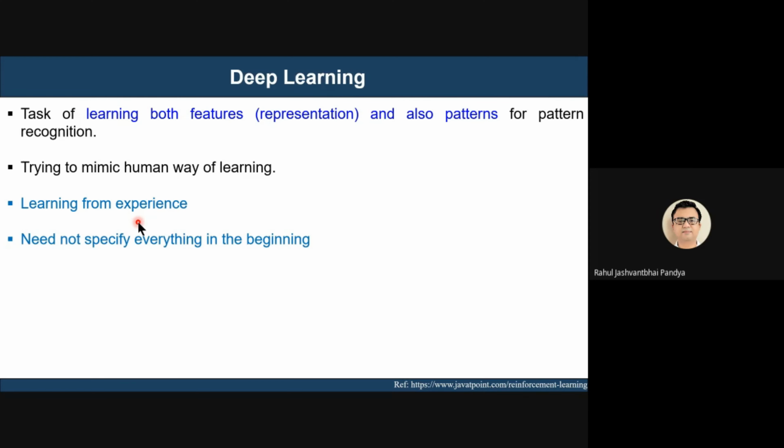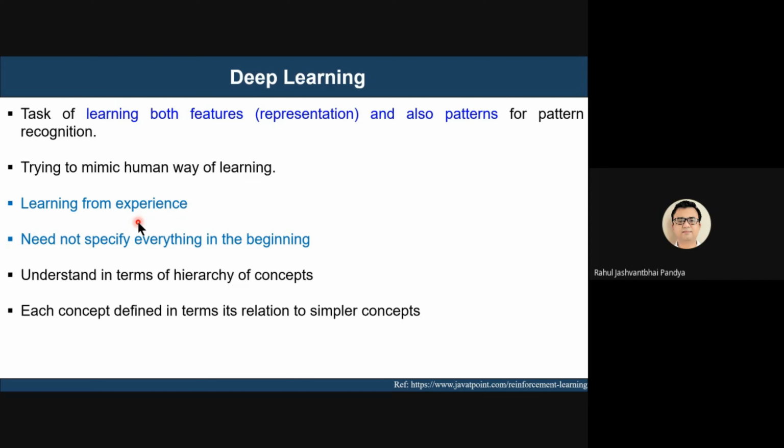We need not specify everything in the beginning here. That's the advantage of deep learning, because if you have to specify everything to the model, once we have the diagrams and other things, it will be cleared. If you have to specify everything in the beginning, then it's a tedious job, and we don't want to do that. So we need not specify everything in the beginning. It'll understand automatically based on the experiences.